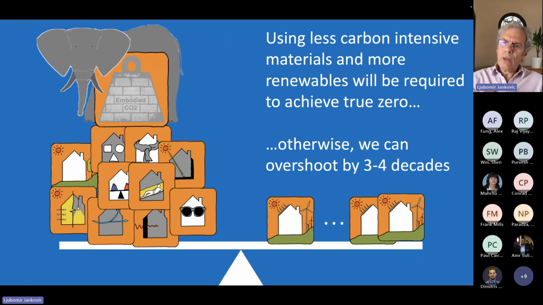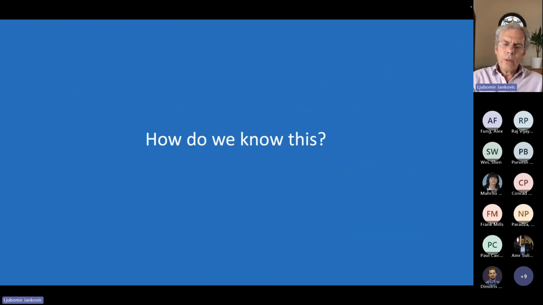And this can be achieved using less carbon-intensive materials and more renewables to achieve true zero. Otherwise, we can overshoot by 3 to 4 decades achieving zero carbon. How do we know this?